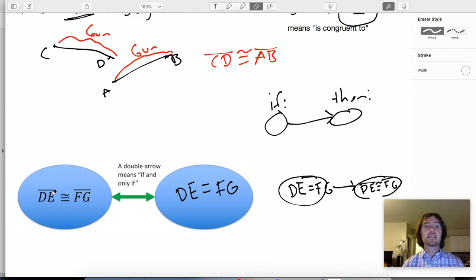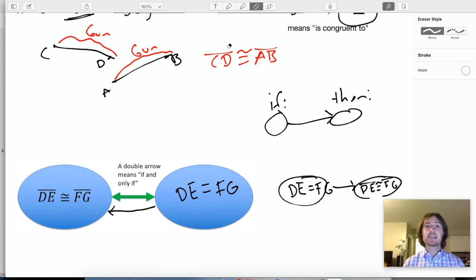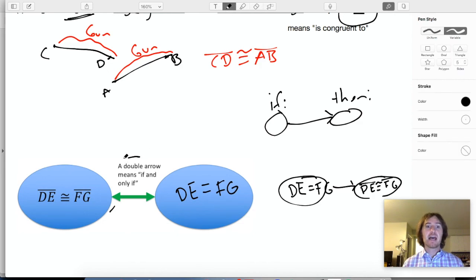Because if we knew that DE were congruent to FG, then we can make the conclusion that DE's distance would have to be the same as FG. By definition, that's what congruent segments are. But it's also a double-headed arrow because we could go this way too. If we had a couple segments and their distances were the same, that would be enough to prove that the segments were congruent to one another. This double-headed arrow means that knowing one thing is good enough to establish the next thing and vice versa.